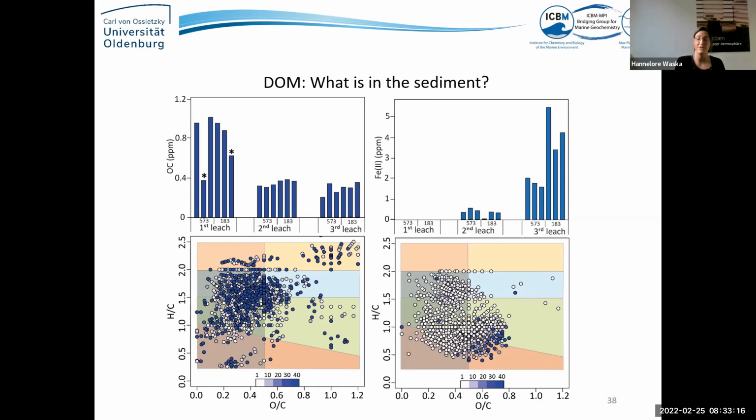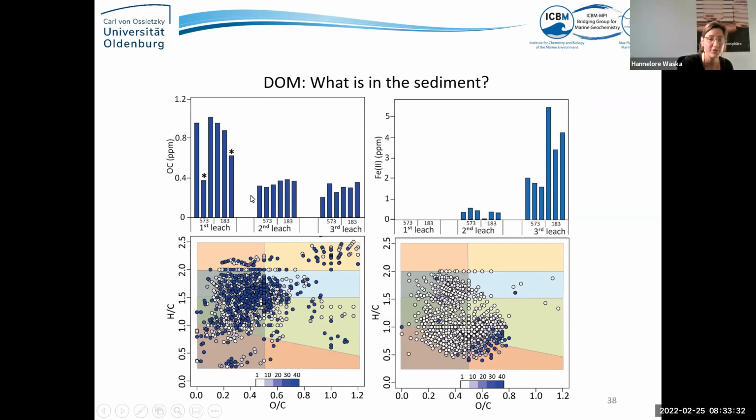And so we just did a very, very weak leaching. So this is no Canfield protocol or anything. We just used pH 2 water and did a few leaching cycles. And we can see that in the first leaching round, on the top, you can see the organic carbon that we released during these different leaching rounds.